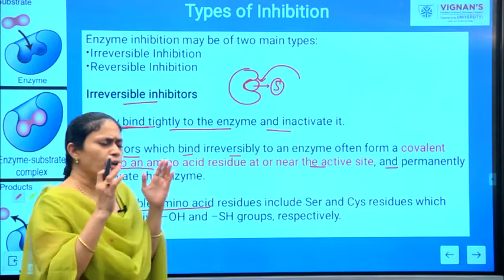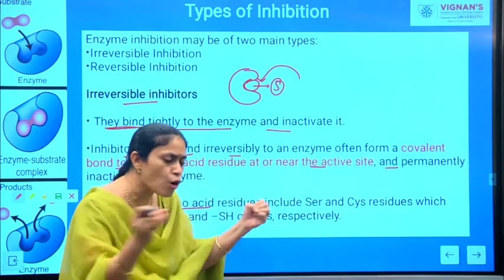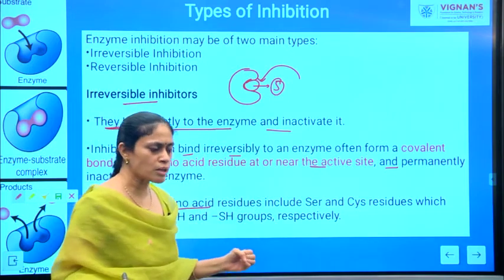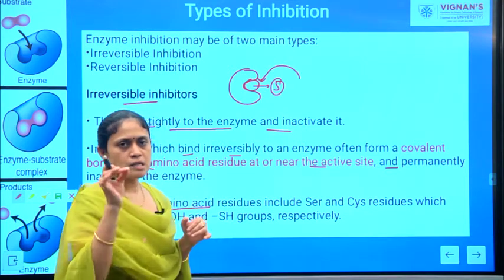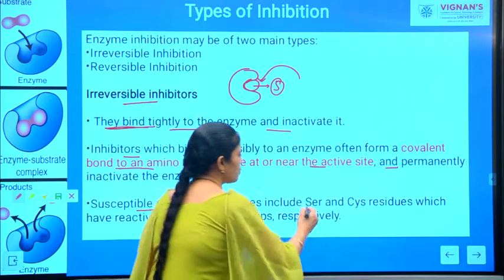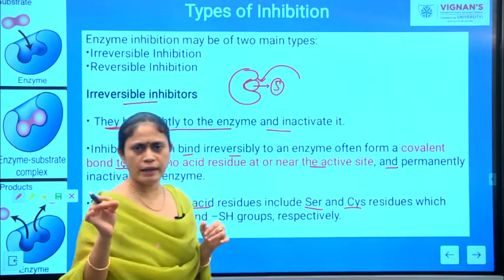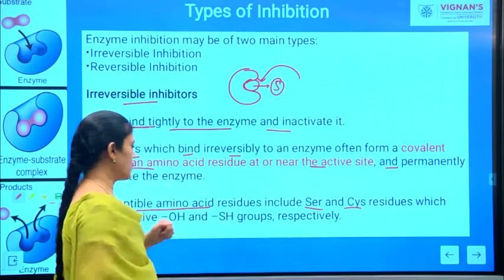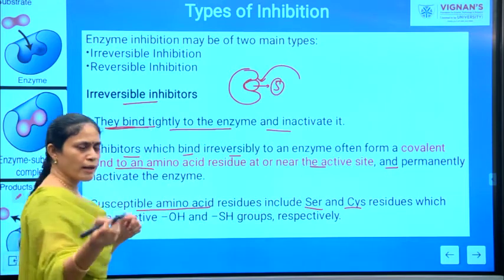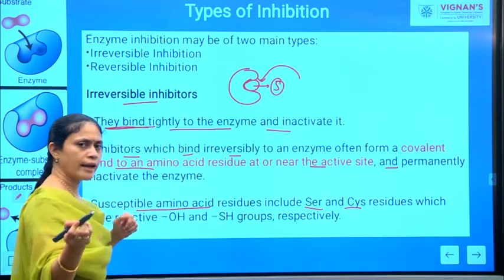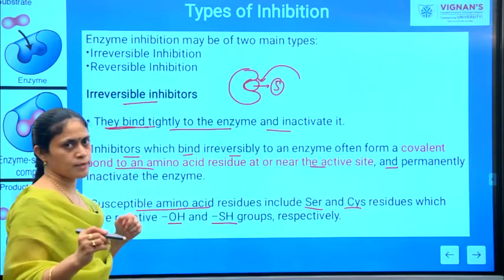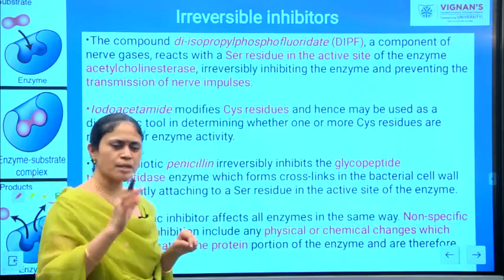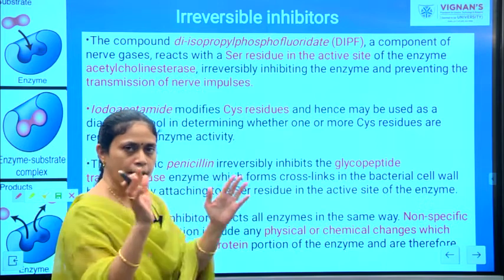What are the different amino acid residues which are mostly susceptible, which are mostly affected by these inhibitors? It's nothing but serine and cysteine. These two amino acids are mostly affected by these inhibitors. So, these serine and cysteine have reactive groups, which are nothing but your OH group and SH groups. Now I'll give you some examples of inhibitors.